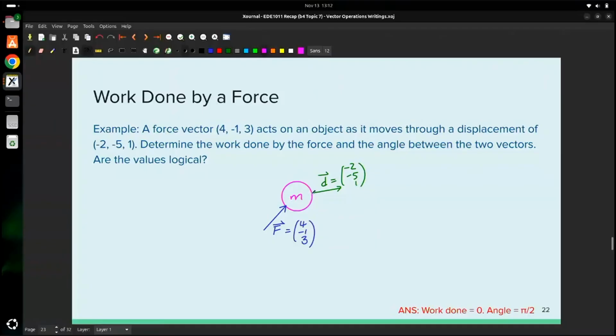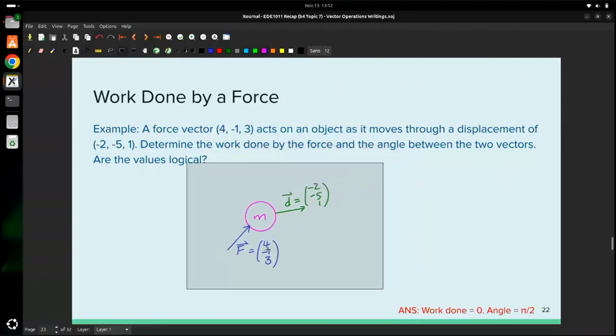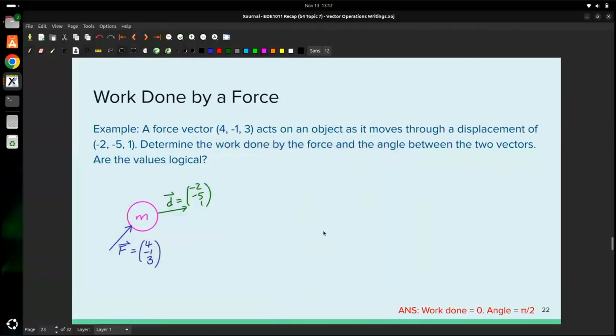So we're supposed to determine the work done. Now, in your physics, you have probably learned this before. Have you?